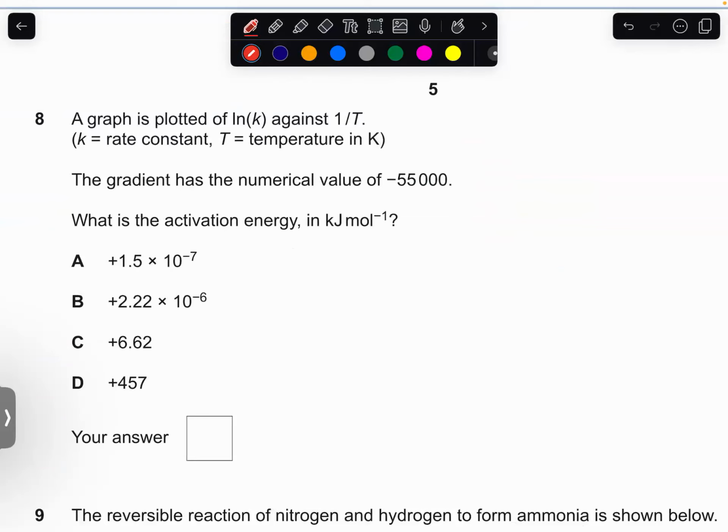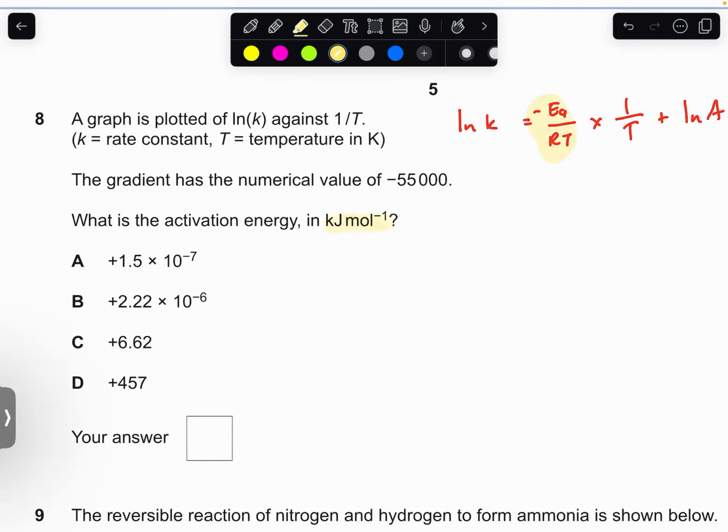In this question, a graph is plotted of natural log K against 1 over T. And the gradient, if you look at the Arrhenius equation, you've got natural log K. Your M is your minus EA over R. Your X is your 1 over T. And then you've got your Y-intercept, which is natural log of A. So your gradient is actually minus EA over R.